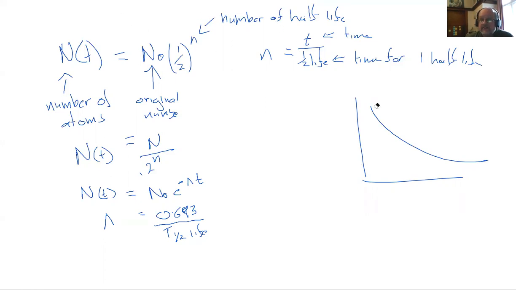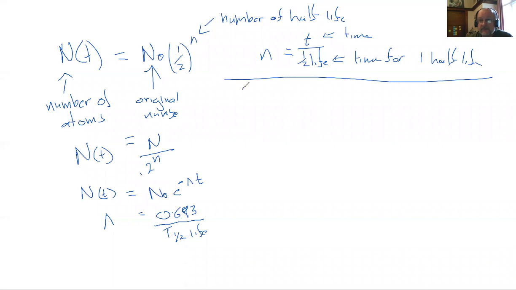Radioactivity actually does have a unit. In physics we like to stick units on everything. So the unit for radioactivity is decays per second. If we have a sample, how many decays do we get per second?